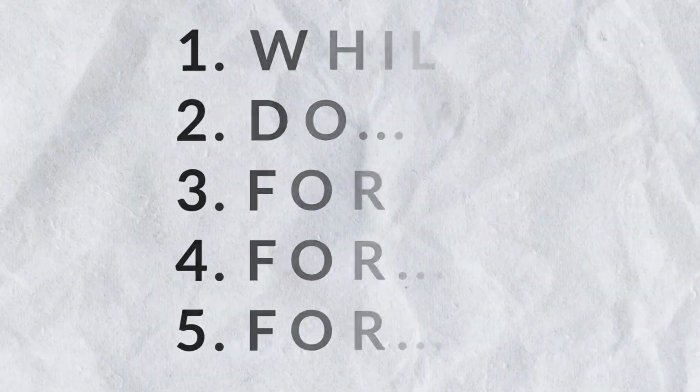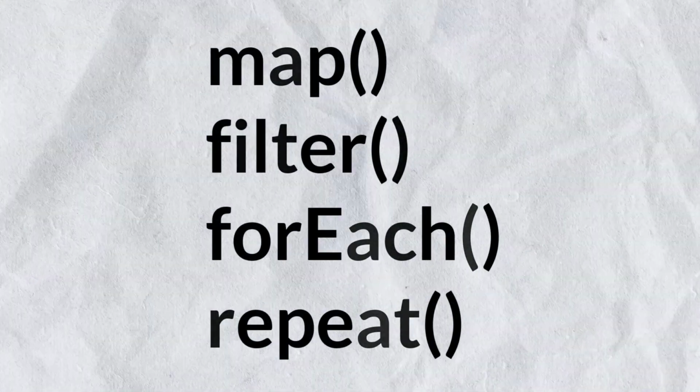However, in JavaScript there are built-in methods that are used to execute a block of code again and again, similar to traditional loops, right? Such as map, filter, forEach, and repeat methods. But these methods are not considered traditional loops because they are higher order functions and they hide the actual implementation of loops. That's why we do not consider these methods as traditional loops, right?